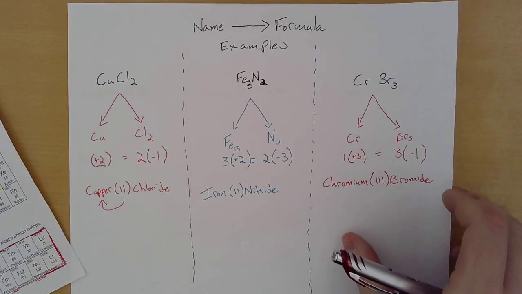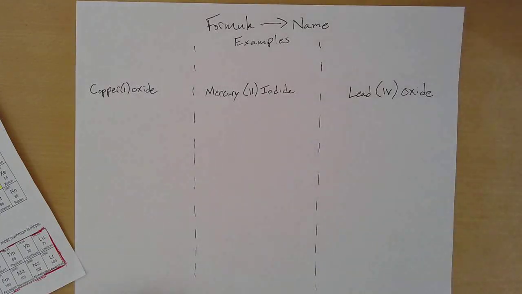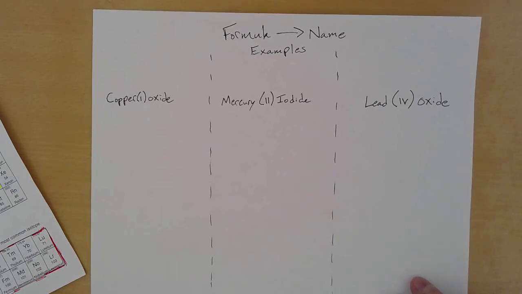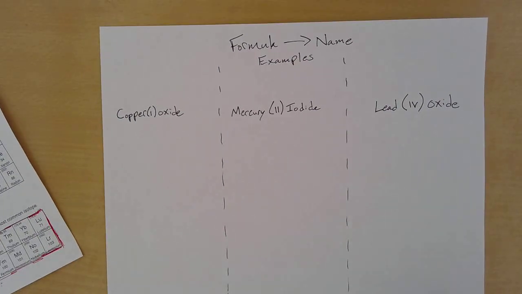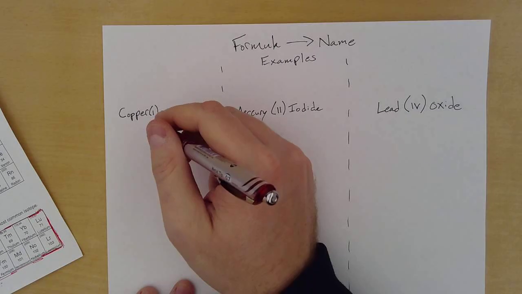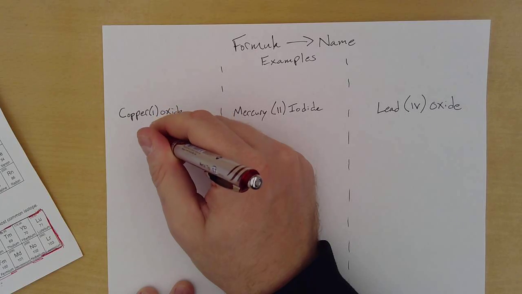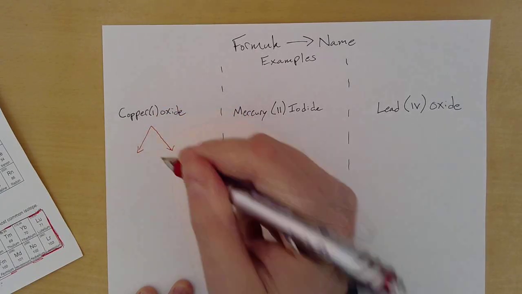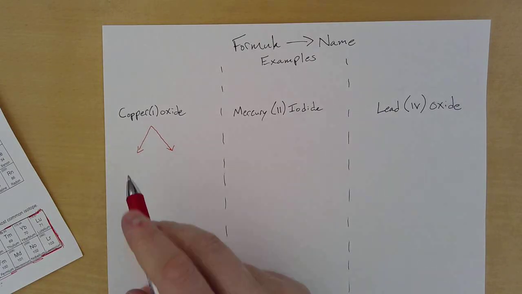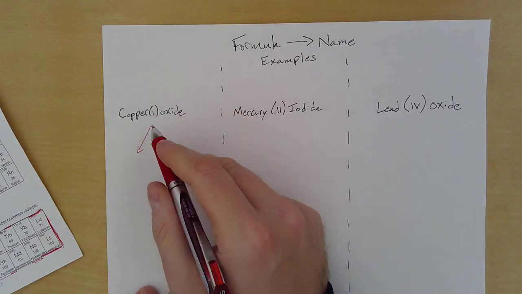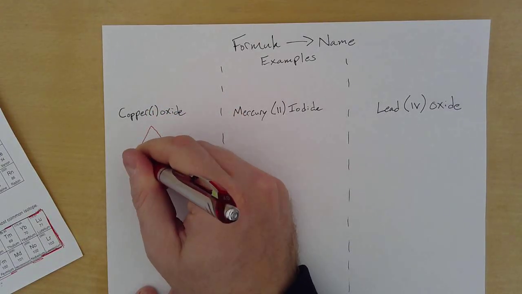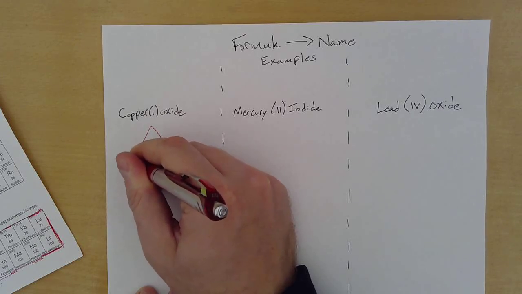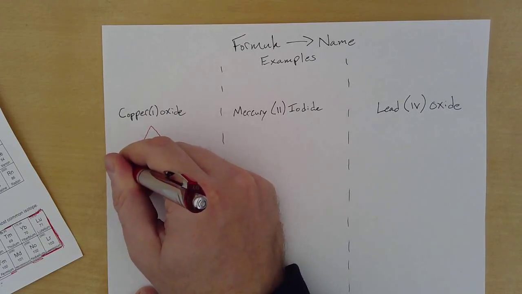All right, so what if we have to go from the other direction? Now it's the same basic idea, but now we got to figure out what those subscripts are. So let's see, we got copper and oxygen. So I'm going to look over here. I know, looking at this, I got copper with a 1 charge. So I'm going to put a +1 here. I do not know what this is.